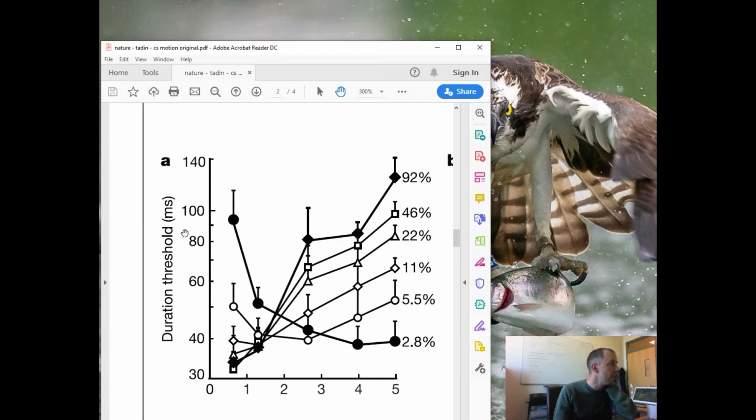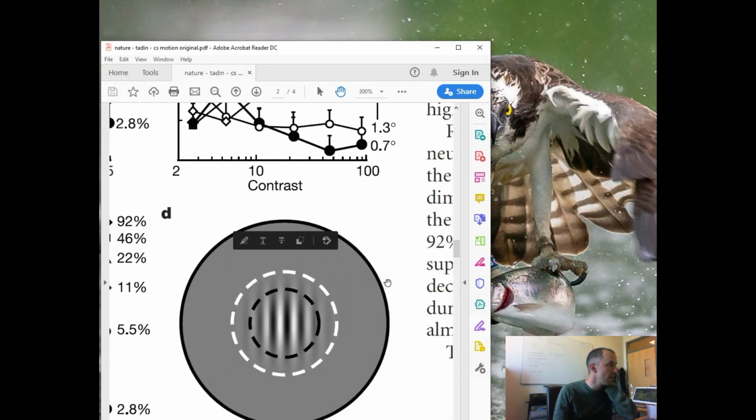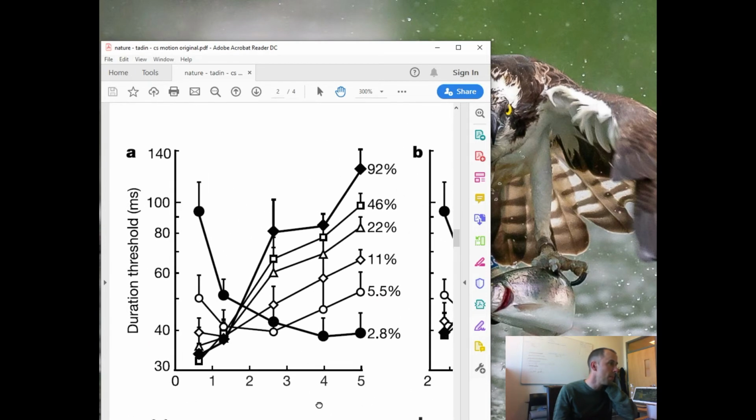Great, we understand that. Now what's the x-axis? Well, the x-axis is how big the stimulus was. So remember, this is the stimulus, and you could make the wavy lines have a different radius or diameter. They could be really small, or they could take up this whole circle, or they could take up the whole screen if you wanted them to.